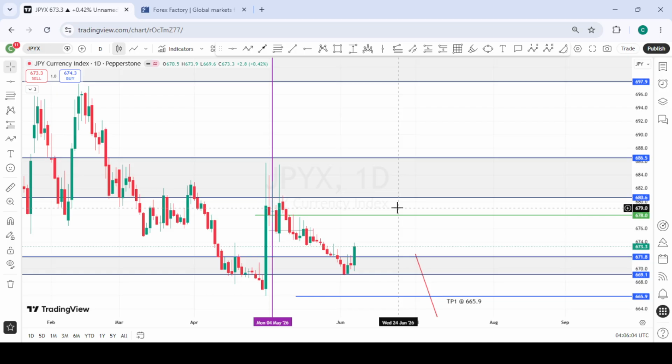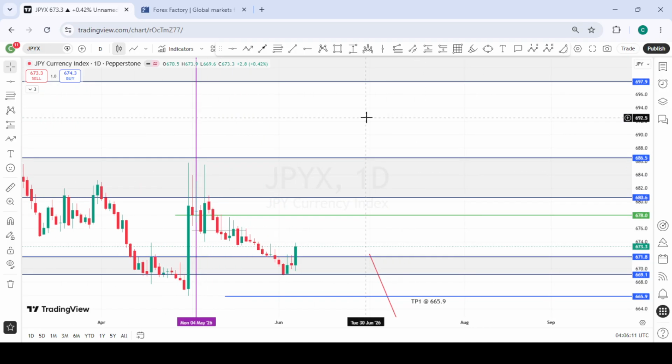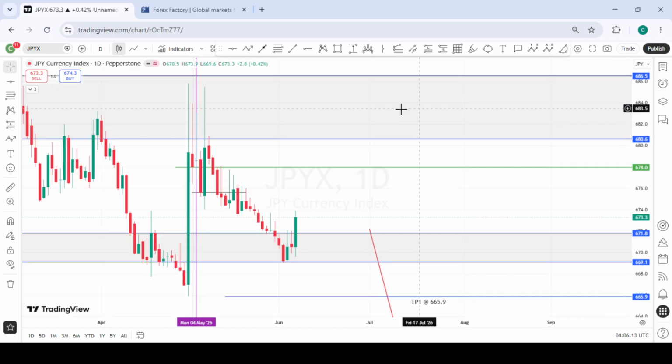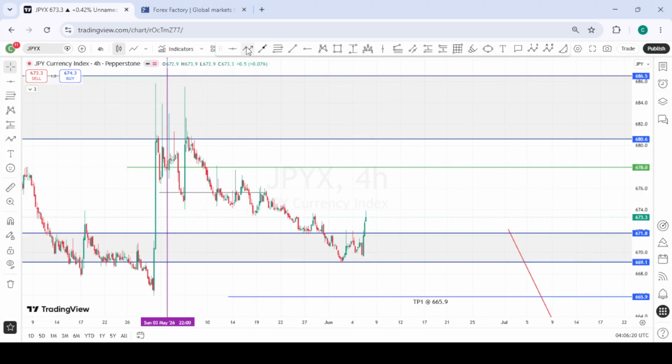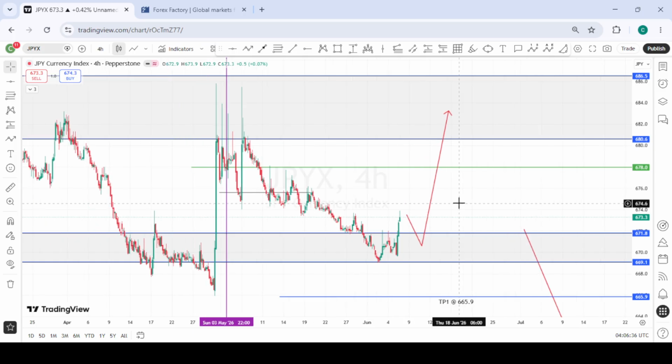This is the Japanese JPY currency index, and for the JPY index, price has currently reacted strongly from an area of interest. So going into next week, we're going to look out for a possible pullback to give us a higher low formation and look for buying opportunities to the upside. Price might likely head towards these highs we have here, so that will be the ultimate target for price should it move bullish for the Japanese yen index. So we are bullish on the Japanese yen index.